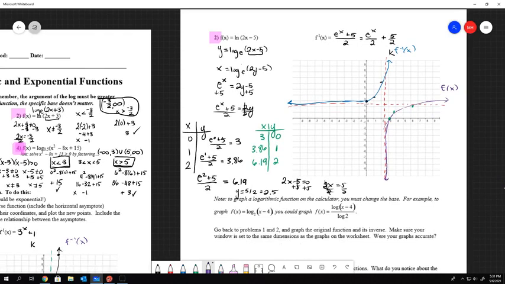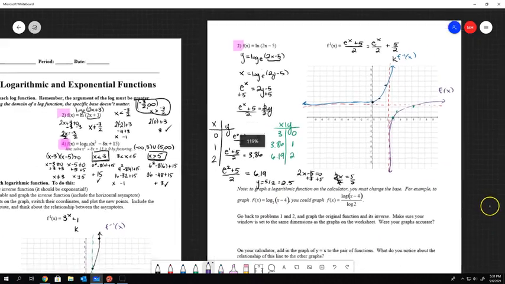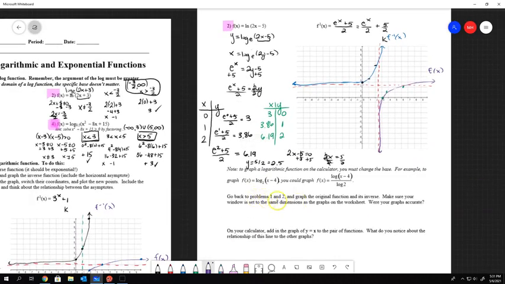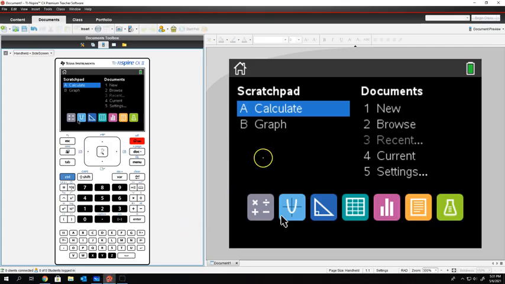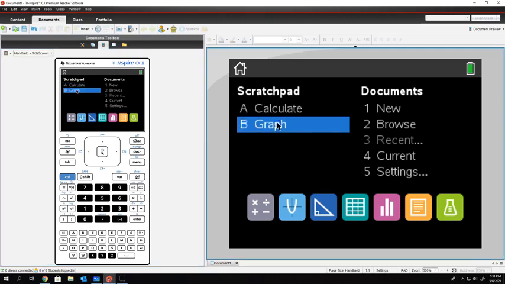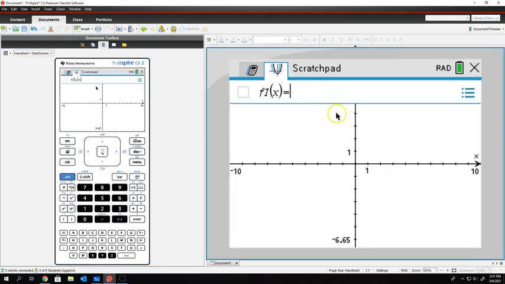Below there is a note for log functions on the calculator that says you have to change the base. With your TI Inspires, you do not have to change the base. You can actually plug it in with the correct base. It does ask us to go back and look at 1 and 2 and graph the originals and inverse in our calculator to see where they're accurate. So we're going to do that real quick, and that'll be the last thing that we do. So I'm going to open my calculator, open a graph, and it looks like our first function was ln of 2x minus 5.